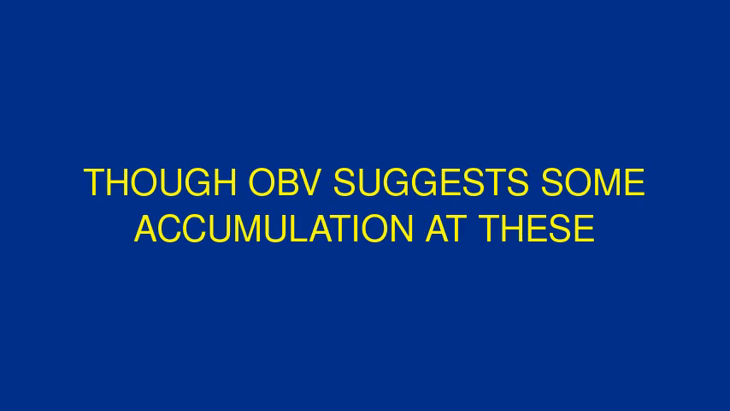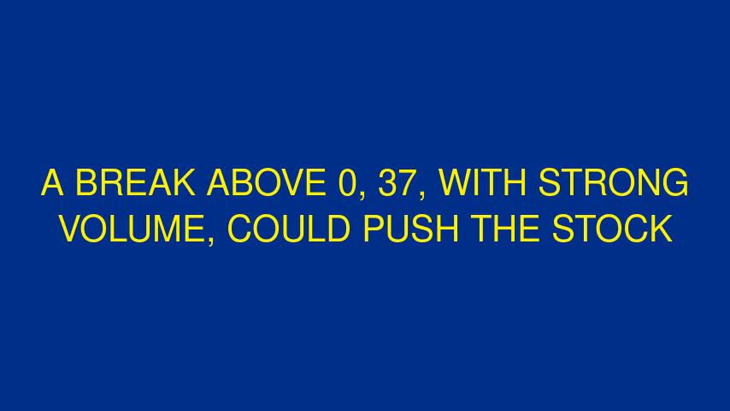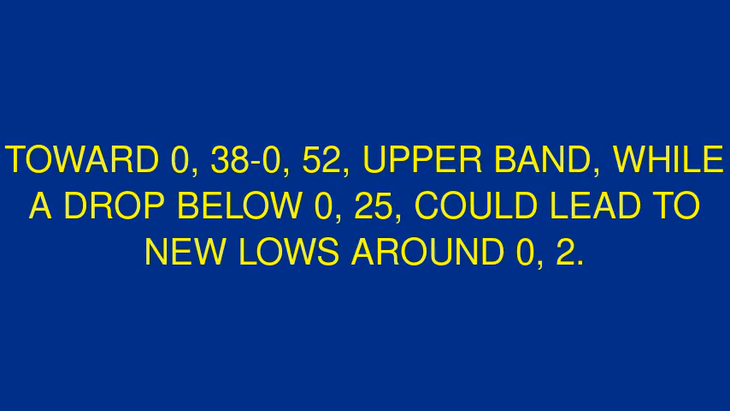The massive volume spike, 40,914,941, and negative Chaikin oscillator indicate heavy selling pressure, though OBV suggests some accumulation at these levels. Key support levels are 0.25, lower band, and 0.2745, a recent low, with resistance at 0.37 PSAR and 0.38, middle band. A break above 0.37 with strong volume could push the stock towards 0.38-0.52, upper band, while a drop below 0.25 could lead to new lows around 0.2.